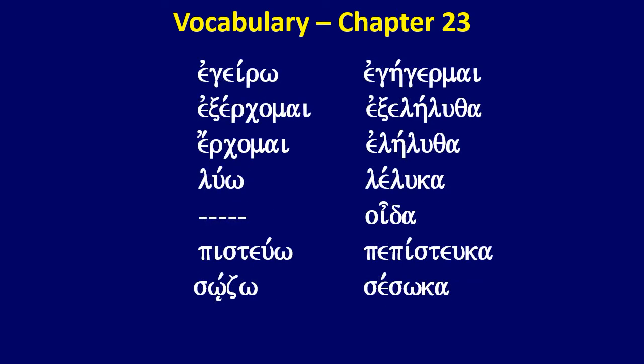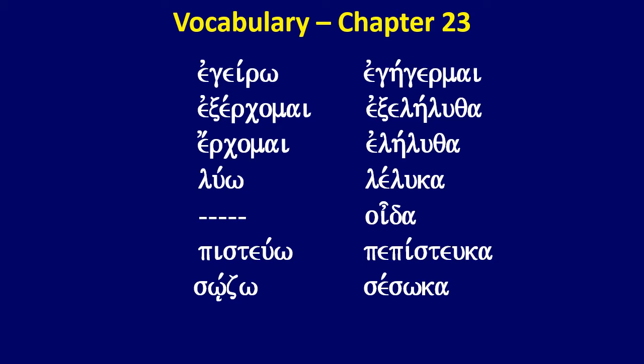Next on the list is egeiro, meaning I raise up, and its perfect tense form would be egegermai, egegermai. You might say, well, this doesn't look like an active voice form. You're right, it's not. It's actually the middle and passive voice form. In this case, functioning like a passive voice. You would translate this, I have been raised up. And in this case, the perfect tense active form does not appear in the New Testament, so you're learning a passive voice form.